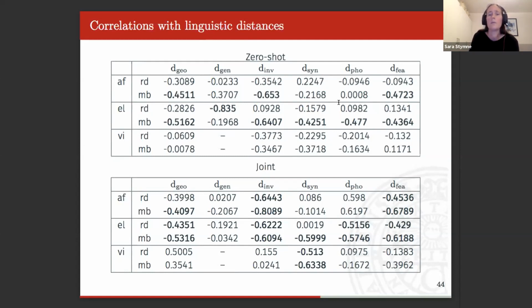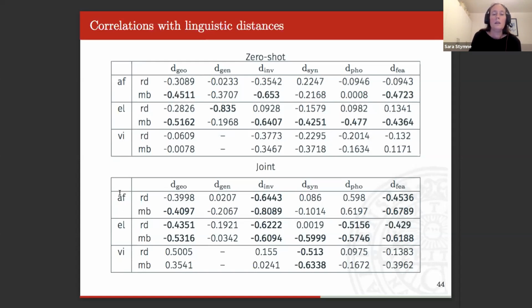But in the cases where we have something, inventory, which is a phonological distance, geographical distance, and pictorial distance tend to be the best. For the joint models, which are actually good parsing models, so this is more interesting, I think, we see that there are many more correlations. But again, there is quite some difference between these three target languages. So it seems like language plays a role.